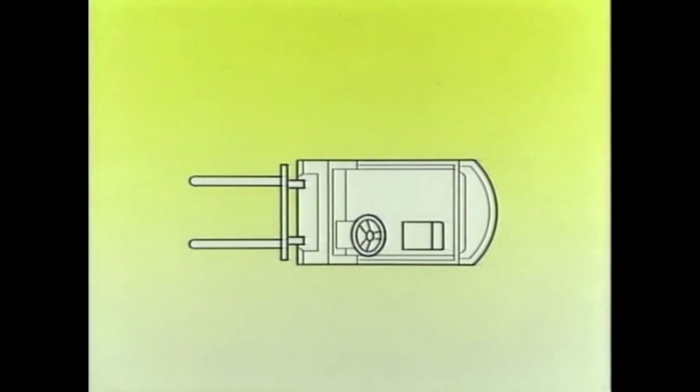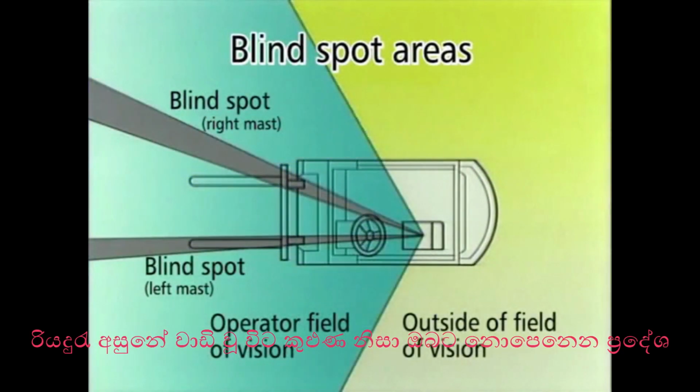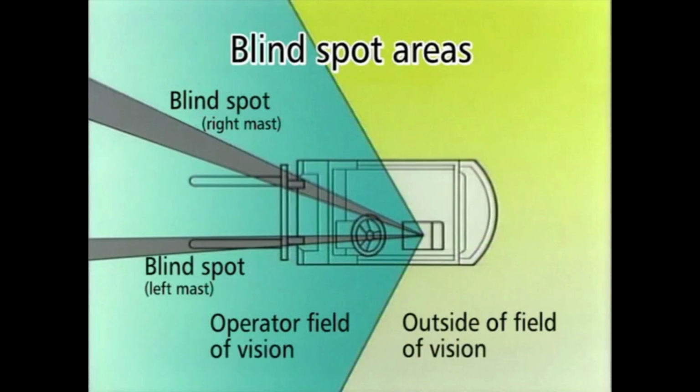The mast blind spot areas from the driver's seat are as shown in this diagram. The forklift driver's seat is on the left side of the forklift, so the field of vision on the right side is especially poor. Therefore, the following type of situation can easily occur.